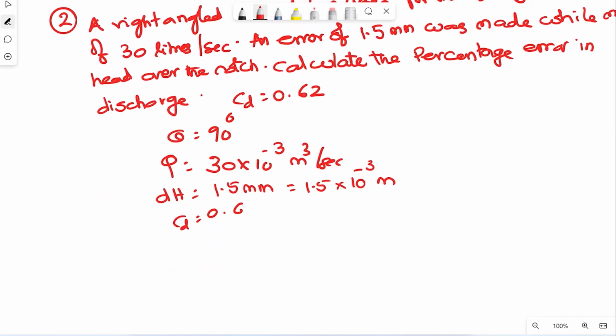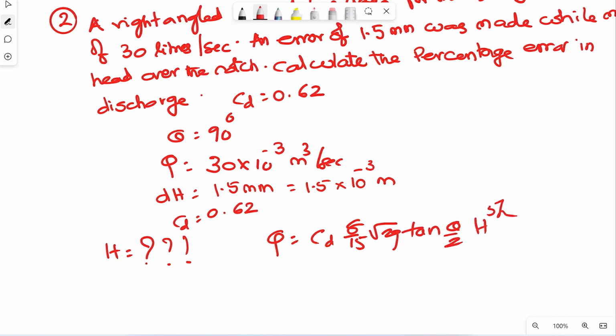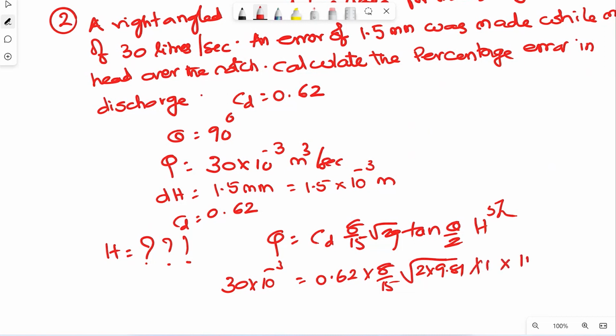CD is equal to 0.62. So if I take it actually, first thing is for a V notch, what is H? This is the first question. For that, Q is equal to CD 8 by 15 root 2g tan theta by 2 H to the power of 5 by 2. Q is equal to 30 into 10 to the power of minus 3. CD is 0.62, 8 by 15 root 2 into 9.81 into tan theta by 2, which means 1, into H to the power of 5 by 2. Therefore, if I calculate that first, H is equal to 0.211 meters.